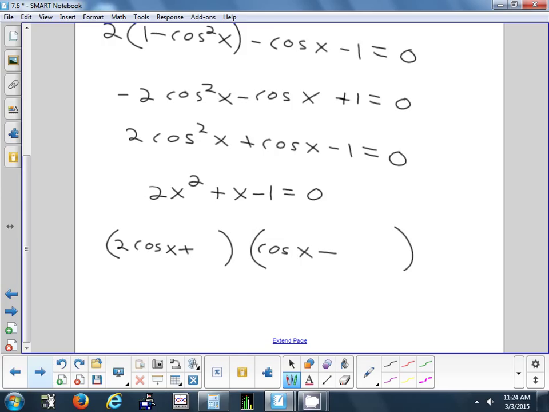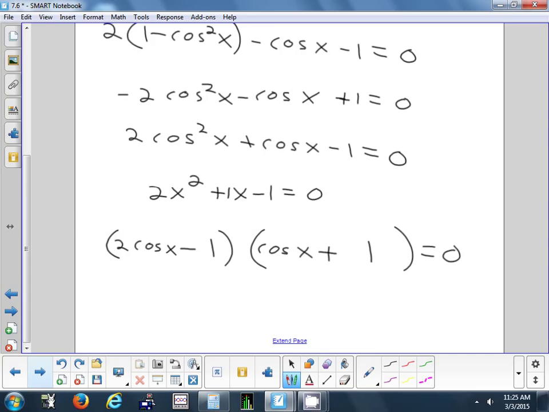And now two numbers that multiply to give me 1. Well, I don't have any choice with the ones. So the only problem here could be the signs. And I don't think the signs are right. So you get 2 cosine squared minus 2 cosine plus 1. Minus 2 plus 1 is minus 1. So we just need to switch the signs. Now we get 2 times 1 is 2. Minus 1. 2 take away 1 is positive 1. And that's equal to 0.